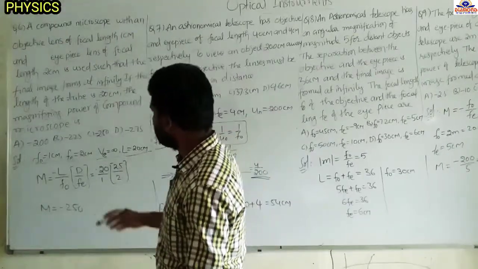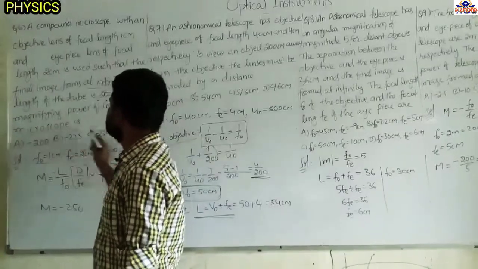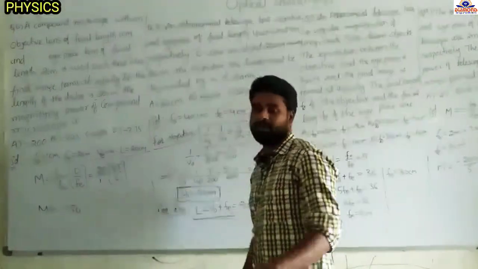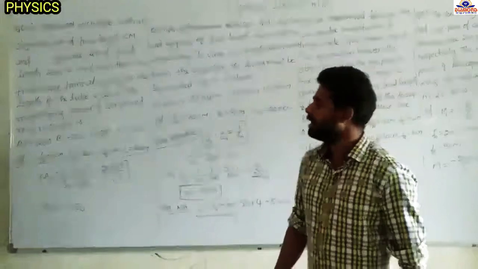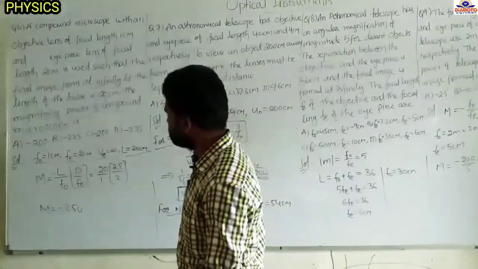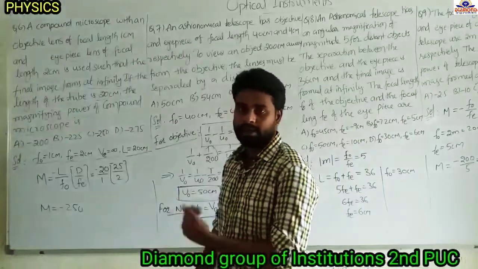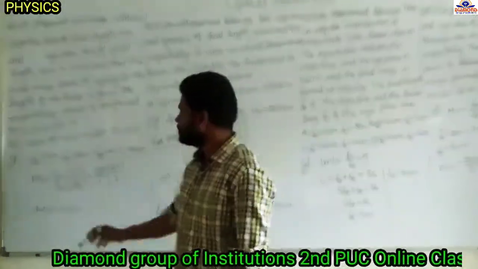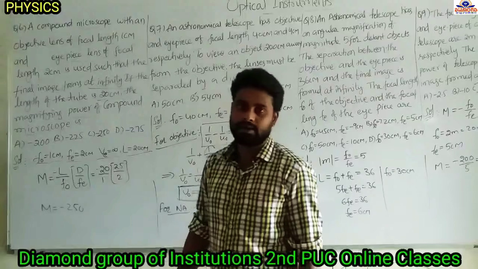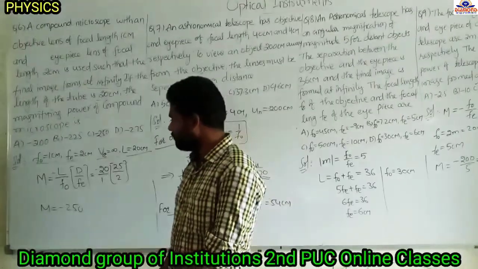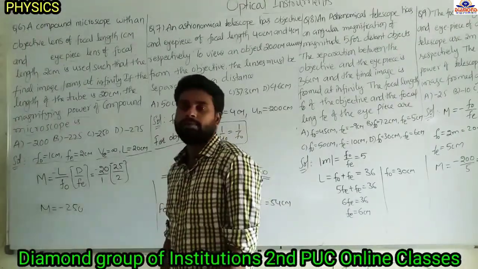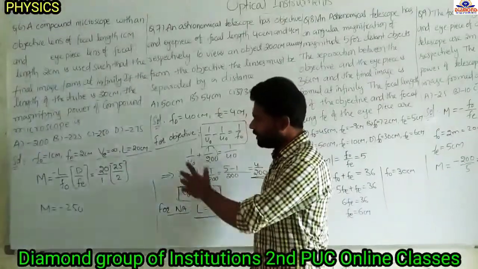The magnifying power of the compound microscope is, so here the final image is forming at infinity, and the magnifying power of the microscope is m equal to minus V naught by U naught into D by Fe, the actual formula. For small values of f naught and Fe we know the modified formula also. M equal to minus L by f naught into D by Fe.